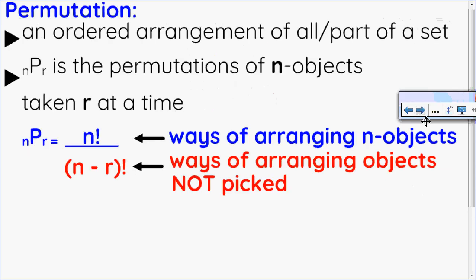So permutations are arrangements, ordered arrangements of all or part of a set. I can use factorial if it's all of the set, but part of the set I can use nPr. P stands for permutation. And if I'm looking at the permutation of n objects, this is the total number of objects, and r is how many that I'm taking, I can use this formula on your formula sheet.